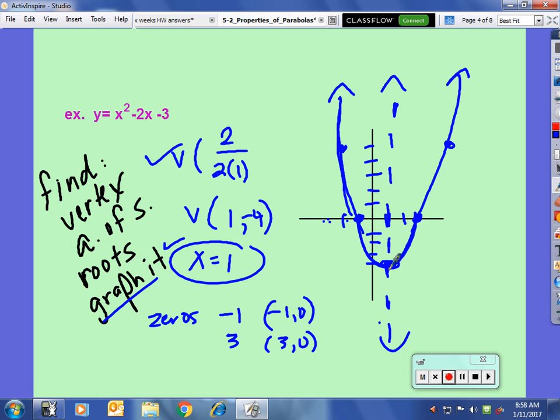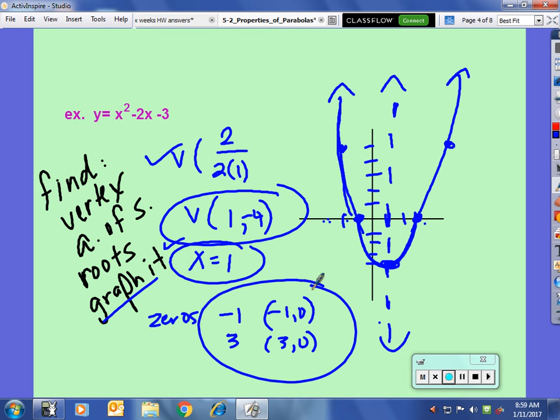The y-intercept should be right. The zeros should be right. It's definitely a smile opening up. The two most important things that I want you to know how to do is vertex and roots.